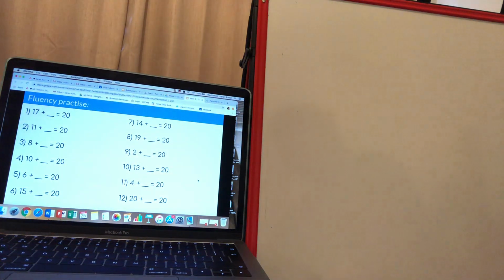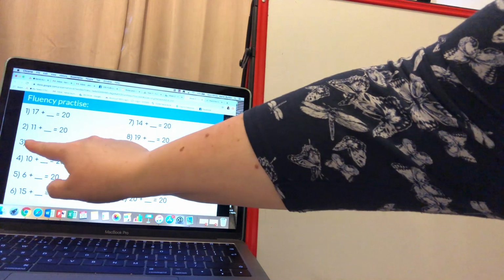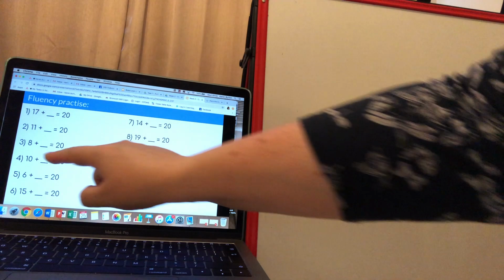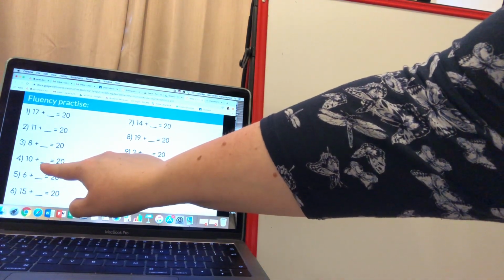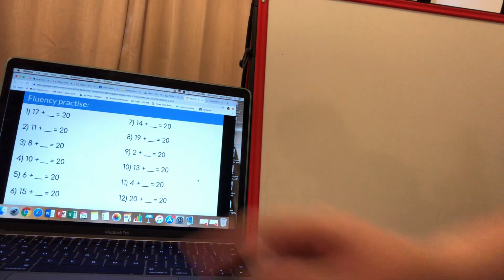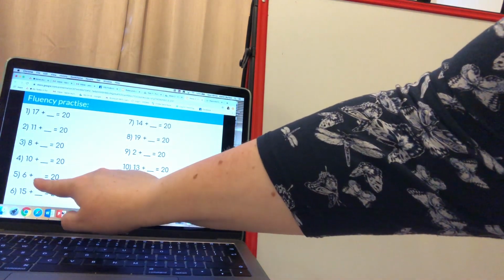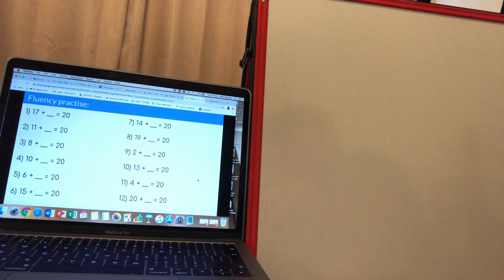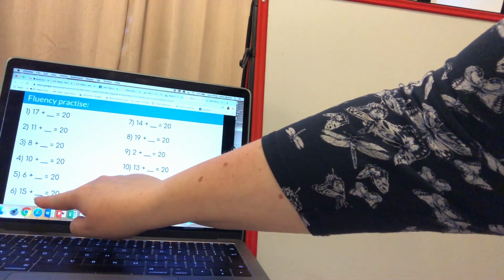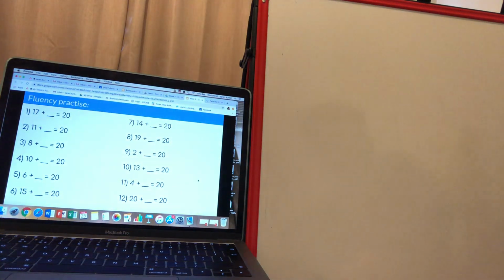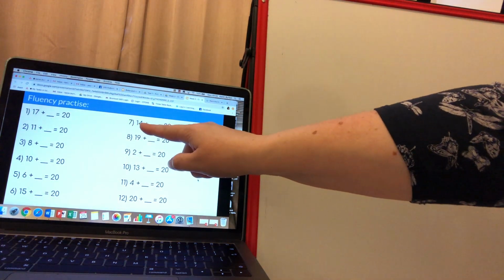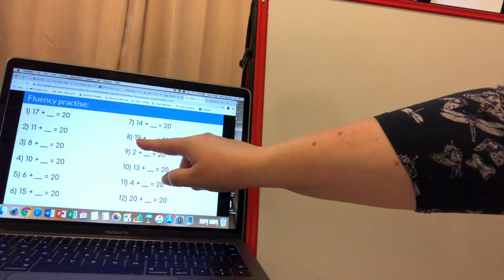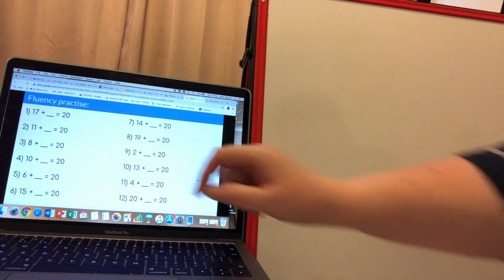equals 20. Question 3, 8 add 12 equals 20. Question 4, 10 add 10 equals 20. Question 5, 6 add 14 equals 20. The missing number was 14. Number 6, 15 add 5 equals 20. Number 7, 14 add 6 equals 20. Number 8, 19 add 1 equals 20.